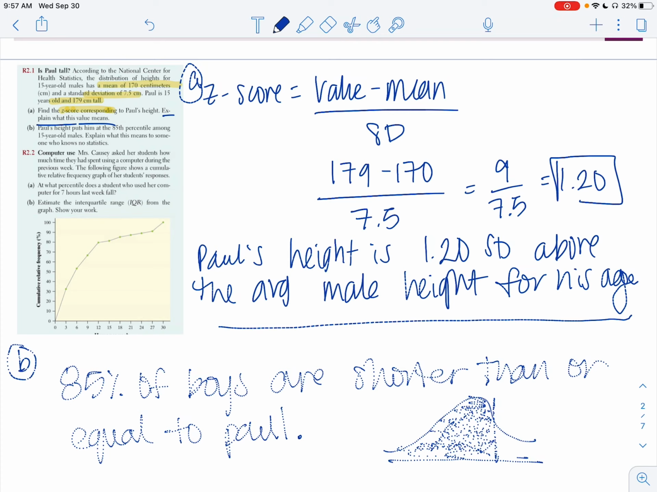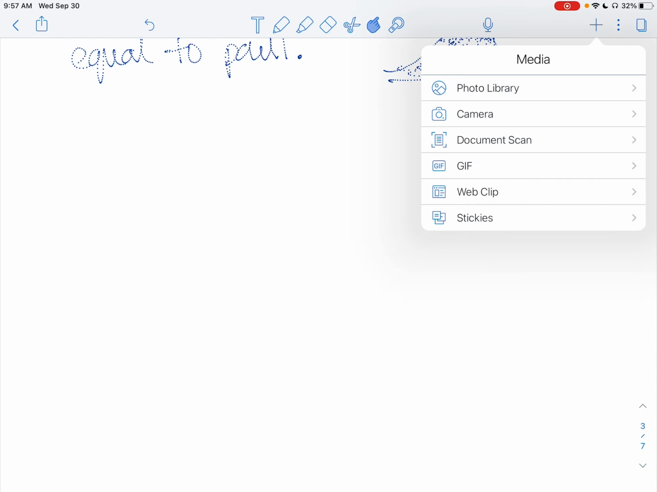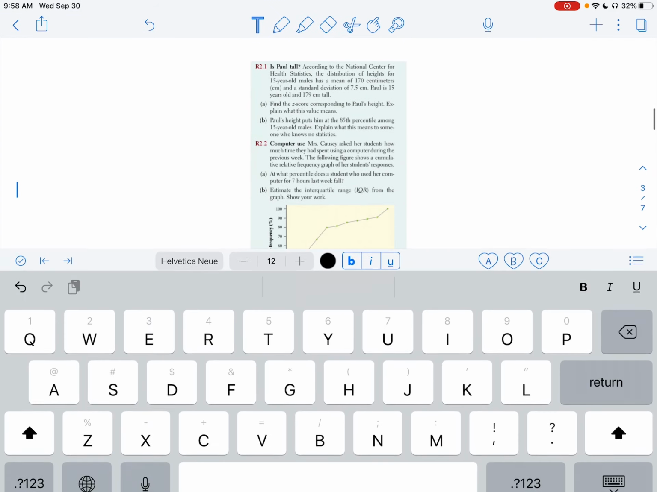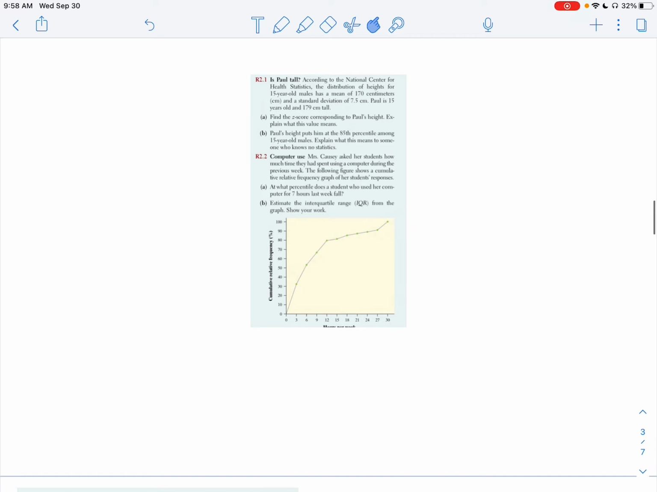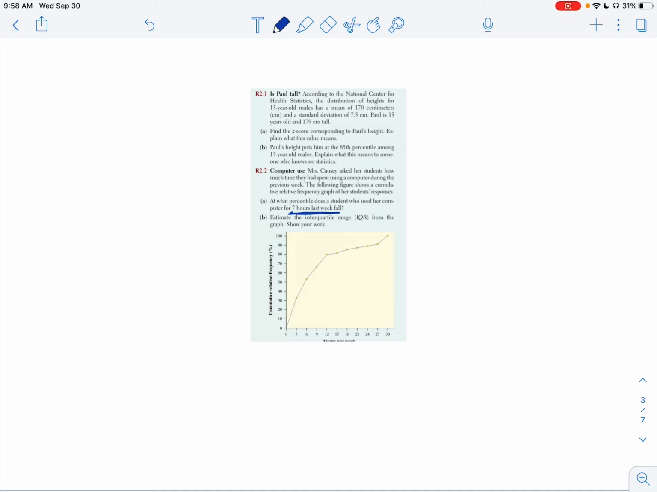Now, if we want to look at part 2. So in this one, Miss Causey asked her students, and I'm just going to paste the image down here so we can see it a little better. All right, so for this one, Miss Causey asked her students how much time they had spent using the computer during the week. The following figure shows us a cumulative frequency graph of her students' responses. At what percentile does a student who used their computer for 7 hours last week fall?